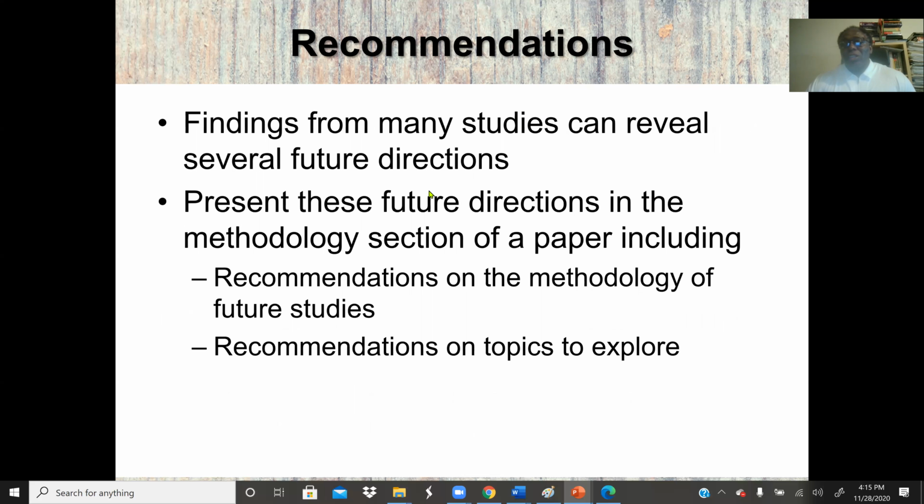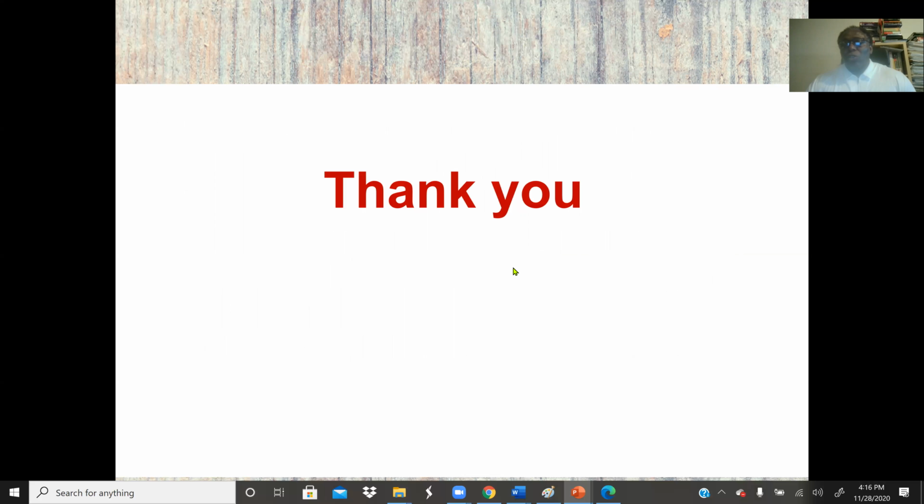Recommendations from many studies can reveal several future directions. Present these future directions in the paper, which include recommendations on the methodology of future studies or recommendations on topics to explore that are related to the research being done. So this will be our conclusion of chapter 13 of our course textbook.